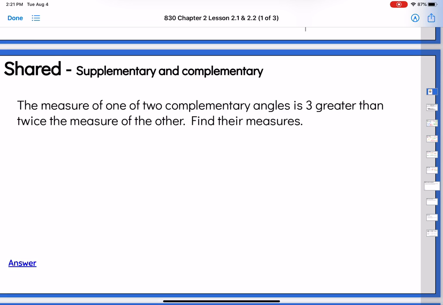So here's another way that we see complementary and supplementary a lot, and that's in these word problems. And I know you guys can do these because you did them last year for sure. This says the measure of one of two complementary angles is 3 greater than twice the measure of the other. Find their measures. So we need to find both of the angles. There is more than one way to do this problem. Why don't you pause and see what you can do?